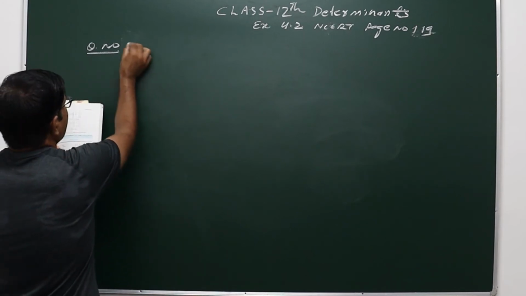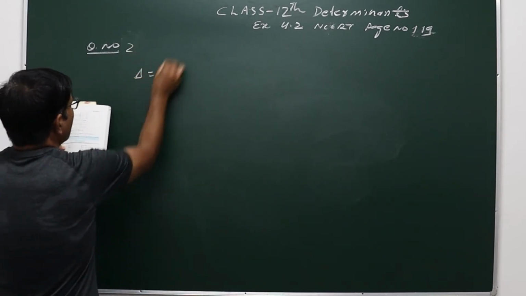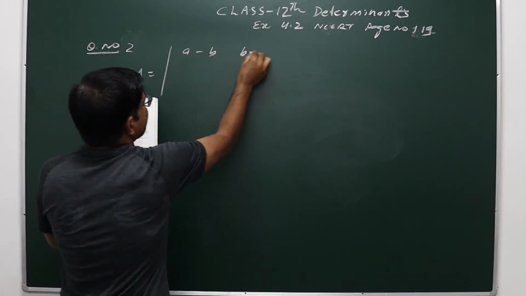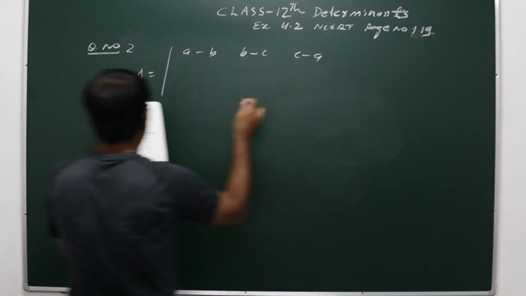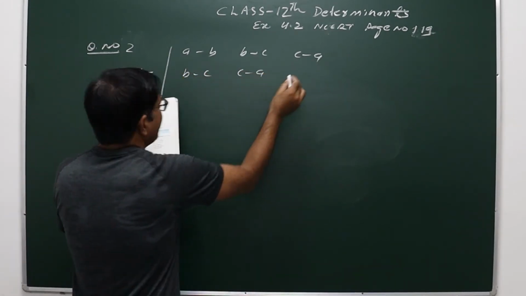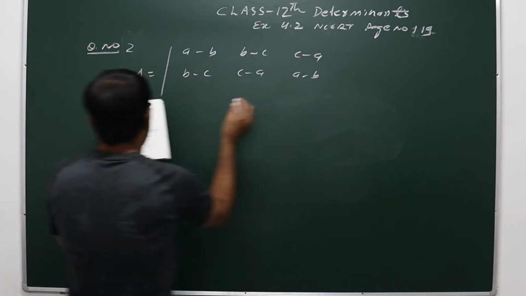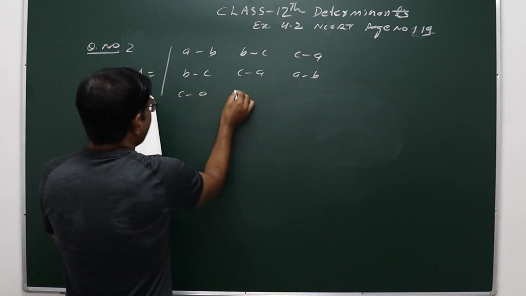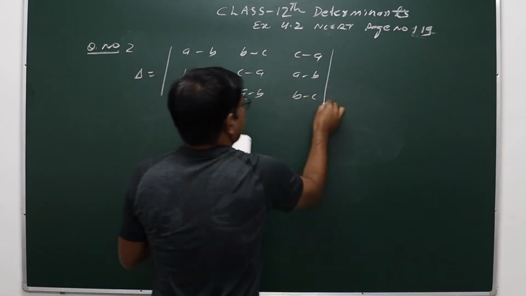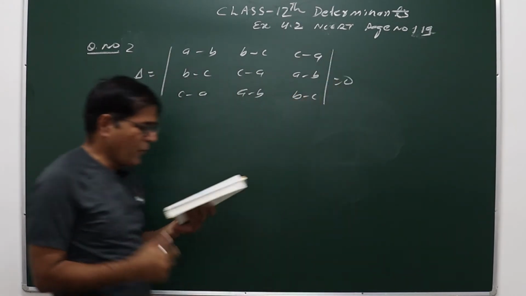Prove that the determinant with rows a minus b, b minus c, c minus a; b minus c, c minus a, a minus b; c minus a, a minus b, b minus c is equal to 0. This we have to prove.